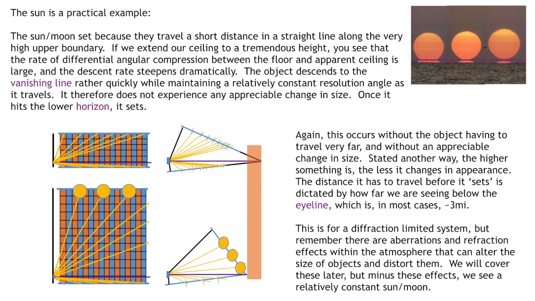Once it hits the lower horizon, it sets. Again, this occurs without the object having to travel very far because it is so high up, and without an appreciable change in size. Stated another way, the higher something is, the less it changes in appearance. The distance it has to travel before it sets is dictated by how far we are seeing below the eye line, which is, in most cases, about 3 miles. This is for a diffraction-limited system, but remember there are aberrations and refraction effects within the atmosphere that can alter the size of objects and distort them. We will cover these later, but minus these effects, we do see a relatively constant sun and moon.